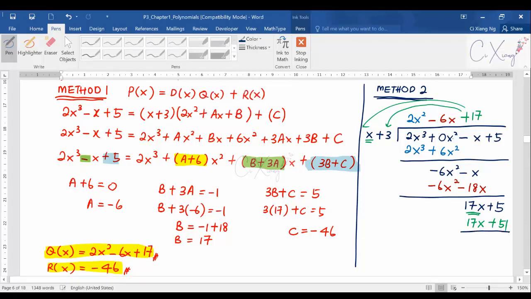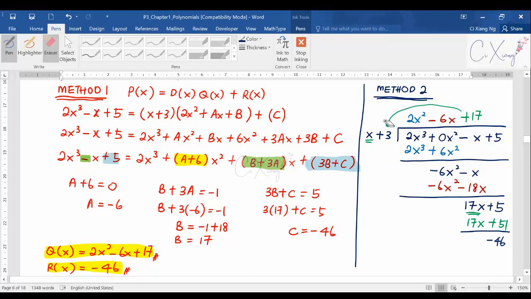If you continue further, 5 minus 51 gives negative 46. 17x minus 17x gives 0. So you have negative 46. That means you cannot continue anymore because there's no more x, so you cannot divide it anymore. So this is what we have for the long division.